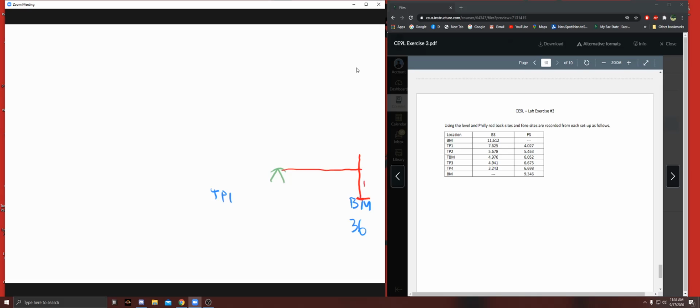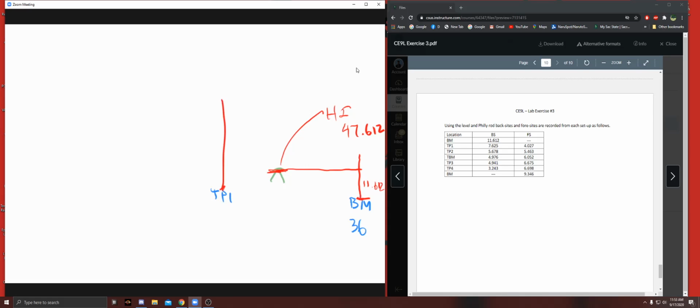All right, so here's the 11.612. Add that to 36, which gives you a height of instrument of 47.612. The elevation of the telescope, of the instrument. Okay, go up to turning point 1 now.